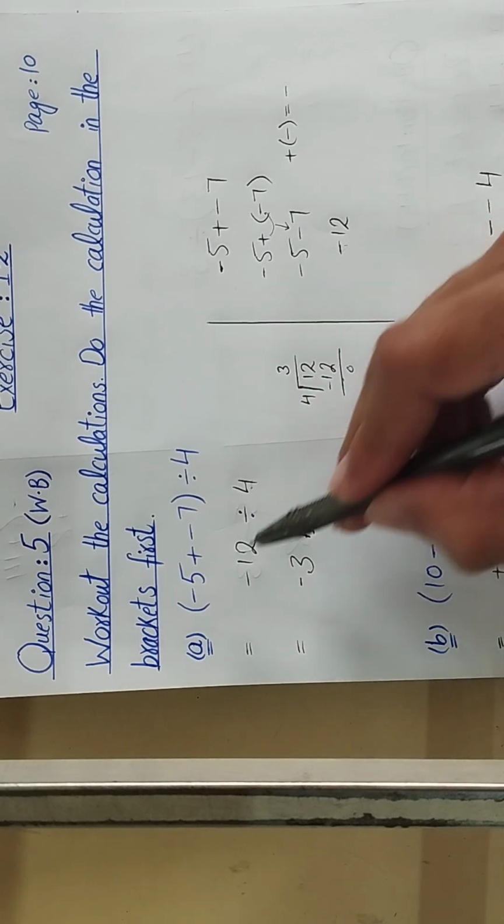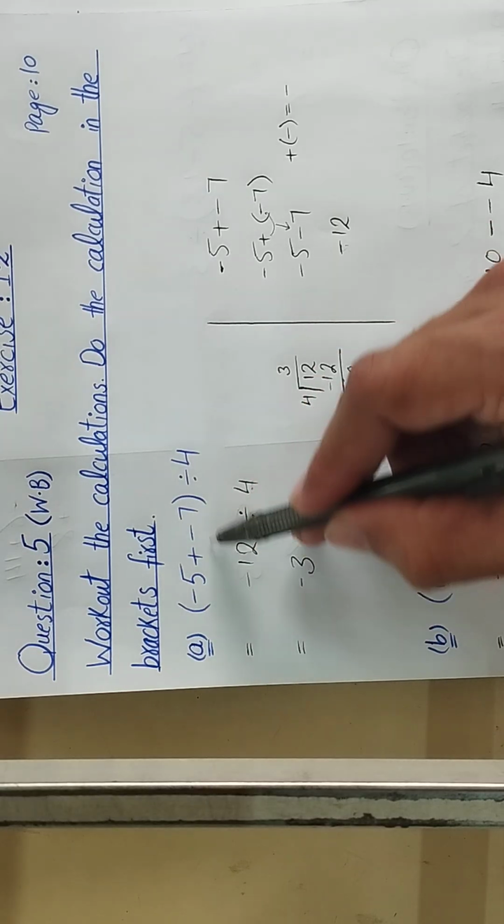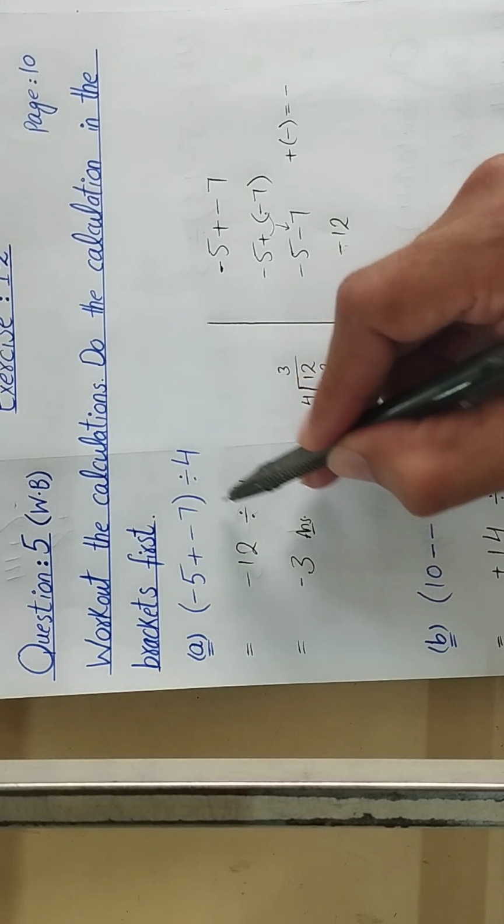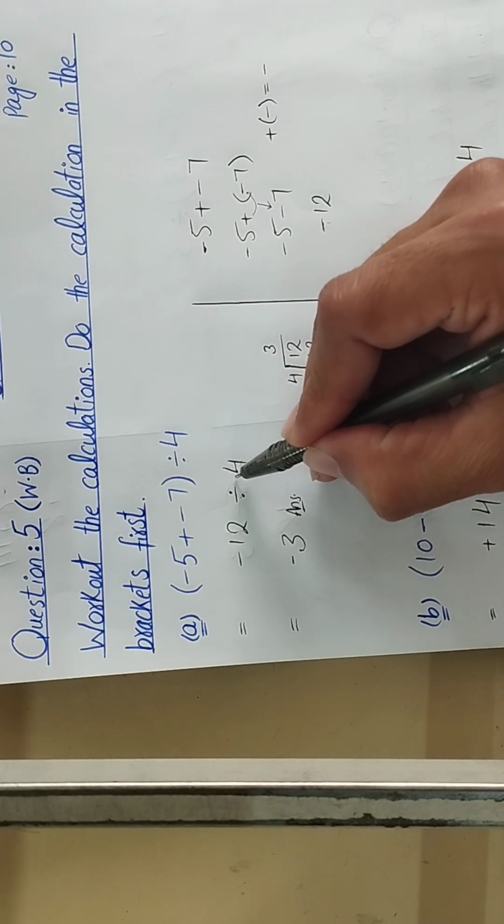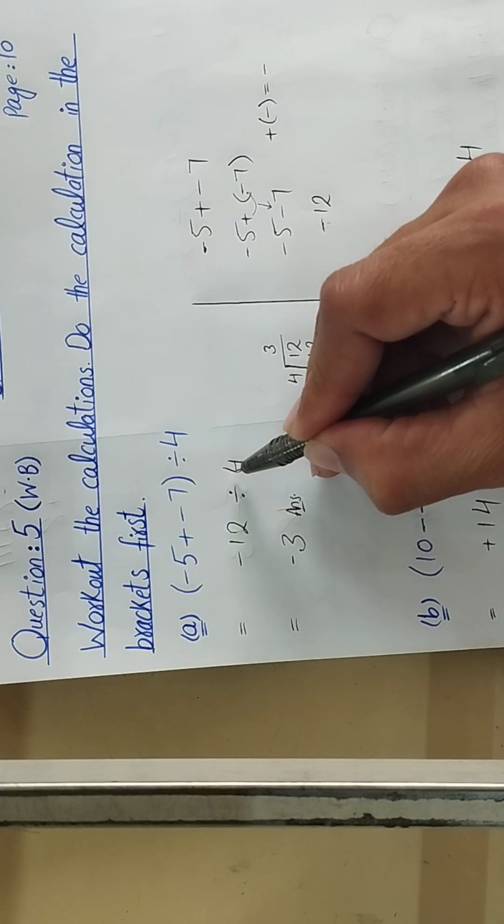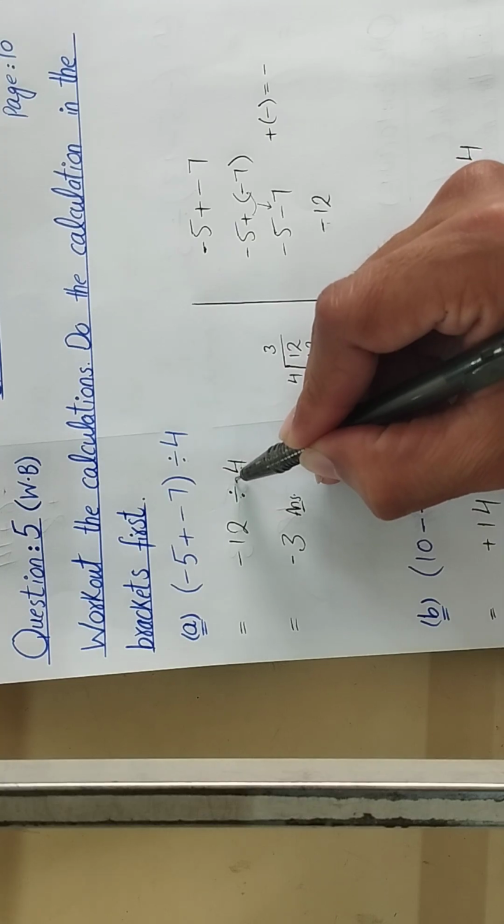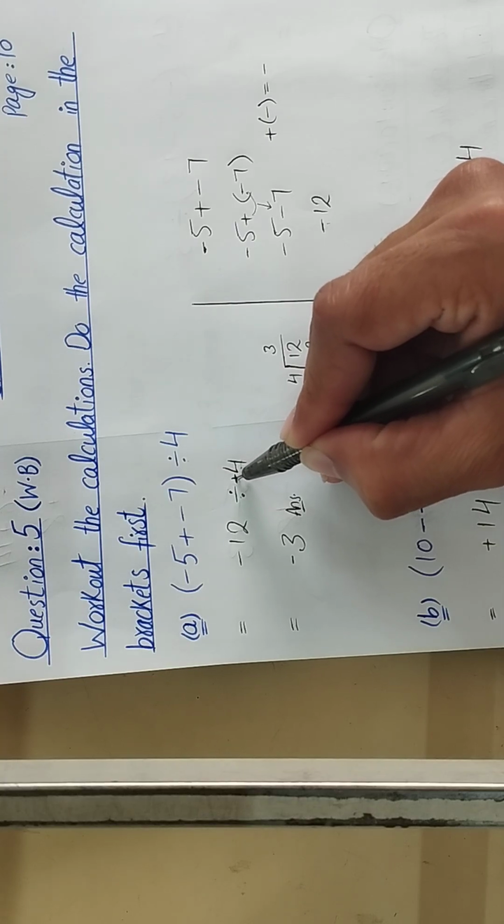So write this minus 12 here, the answer of this bracket, then this division sign and this 4 here. Now you can see that there is no sign with 4. It means when there is no sign with a number, it means that number is a positive number. We can write a plus sign with it. It is plus 4.